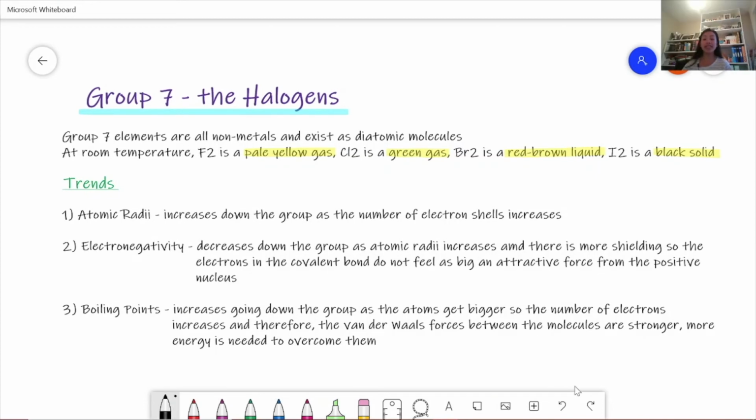And the reactivity of group 7 elements decreases down the group, and that's also because of the extra electron shells. So there's more shielding between the electron that it wants to gain to form a 1- ion and the positive nucleus. And so going down the group, it becomes harder and harder to gain an electron to form a 1- ion. And so that's why the reactivity decreases going down the group.